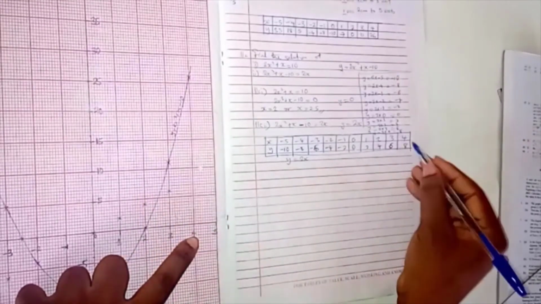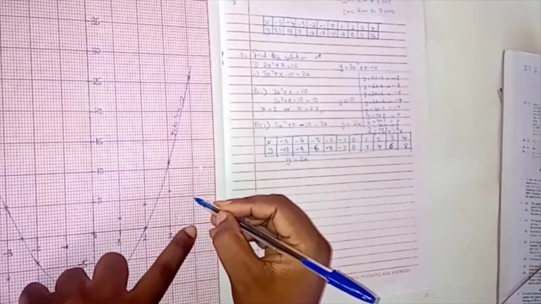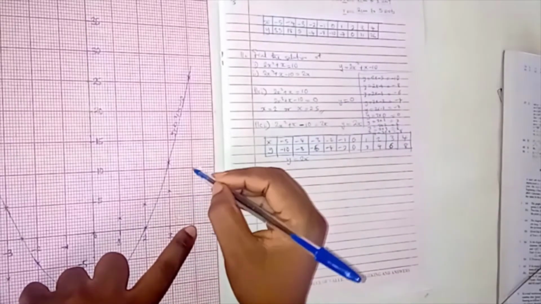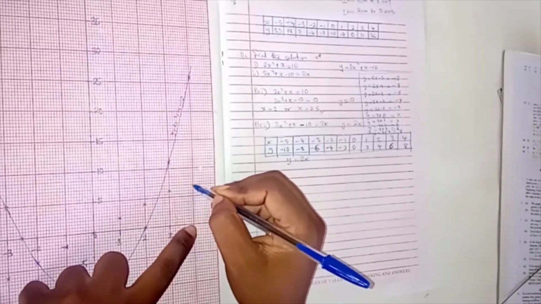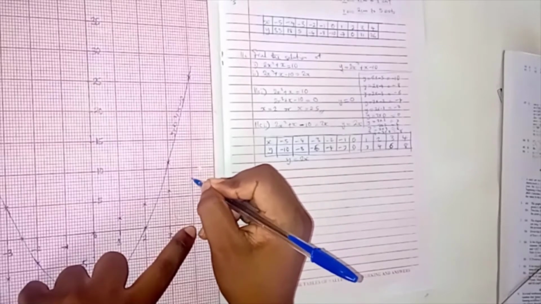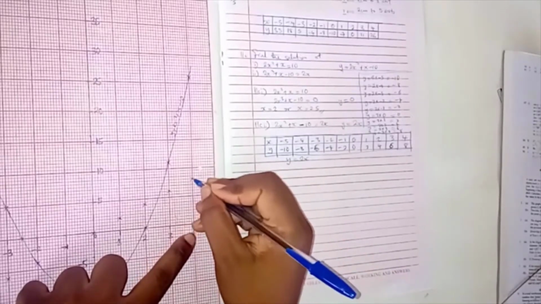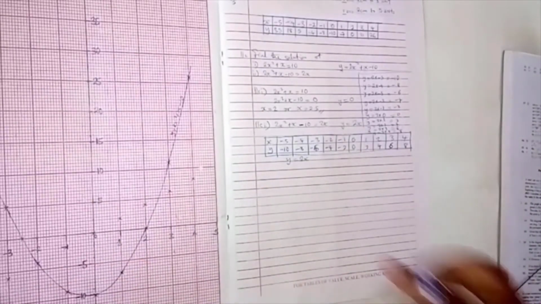When x is 4, y is what? 8. Let us look for 8. This is x at 4. Okay, this is 5, 6, 7, and 8. So this is 8. When x is 4, y is 8. Okay, so here we're going to draw a straight line.